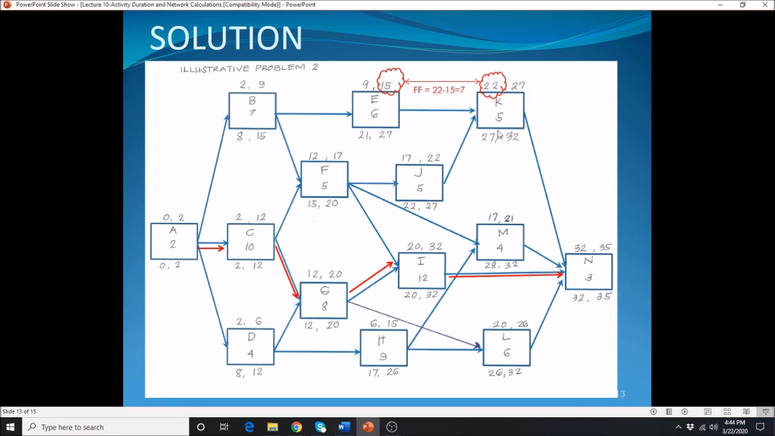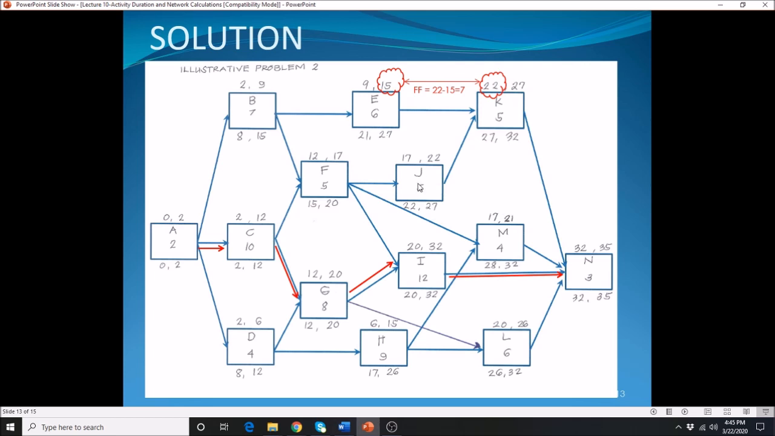Because activities K, M, I, and L are all coming from your N, they're all the same here: 32, 32, 32. So 32 minus 5 is 27, 32 minus 4 is 28, 32 minus 6 is 26. Alright, so we have those values now. Let's go to your E. E is coming from your K. That's the reason why we carry over your 27 here.